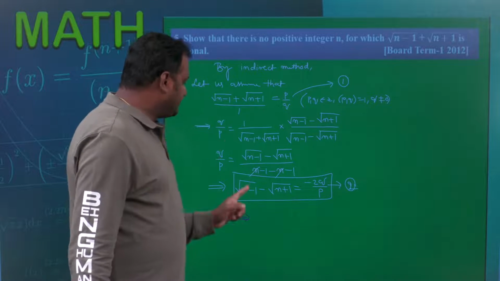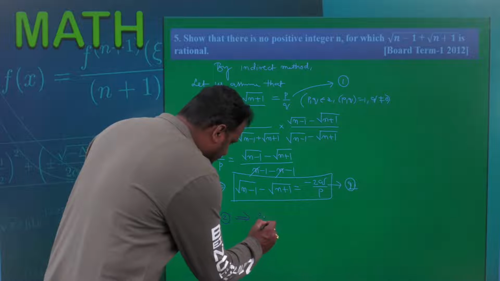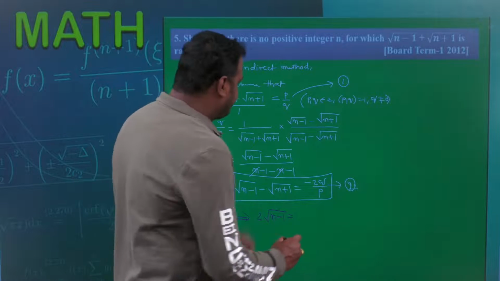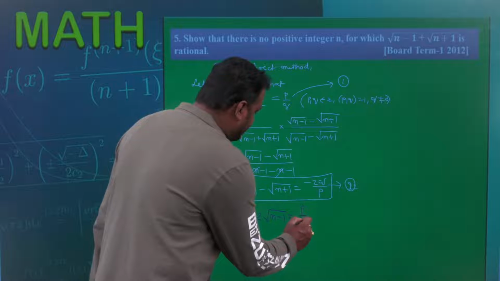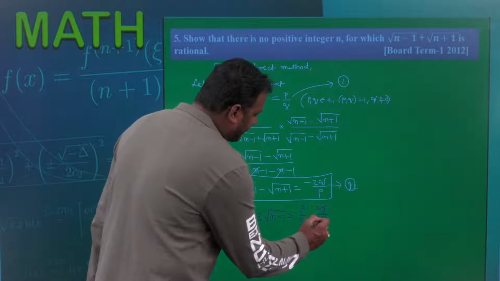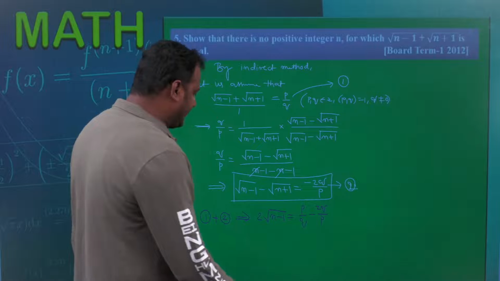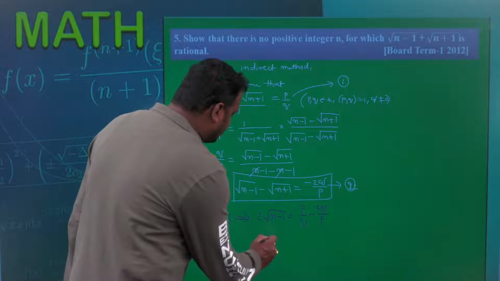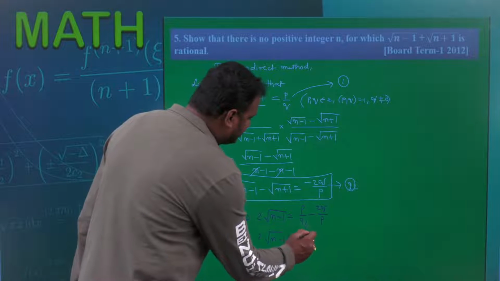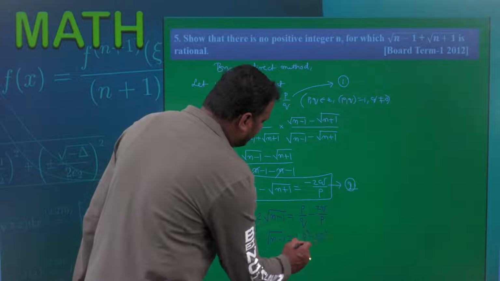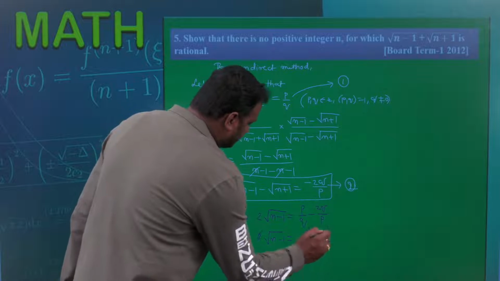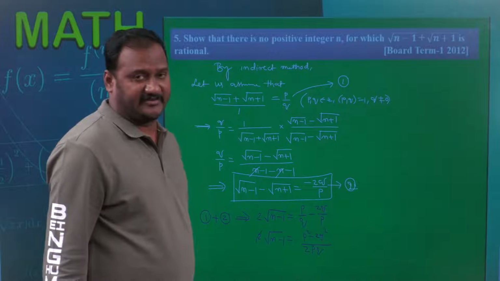Root over n minus 1 plus root over n minus 1 is going to be 2 root over n minus 1 is equal to, here the right hand side is p by q plus the right hand side is minus 2q by p. So when you simplify, you get 2 root over n minus 1 is equal to p square minus 2q square divided by pq. So transpose the 2 here, so divided by 2. This is the value of root over n minus 1.